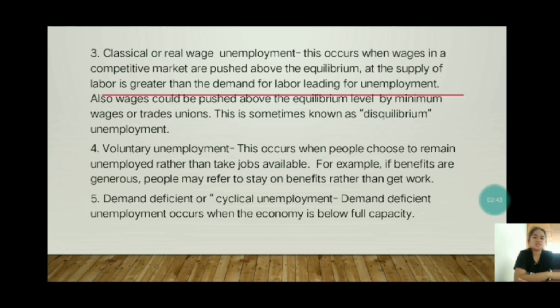So next, number 5, the last one, is the demand deficient or cyclical unemployment. Demand deficient unemployment occurs when the economy is below full capacity.